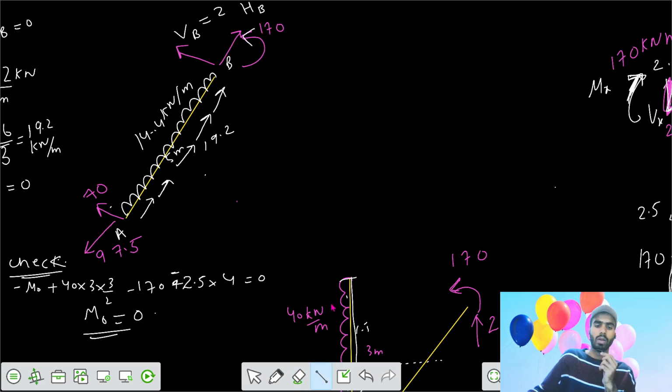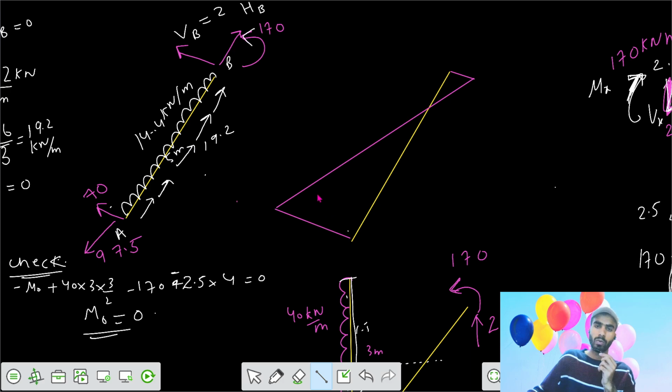So this is your member. We got the shear force value here, that equals to 70. So this is your 70 kilonewton. Then after that, the shear force at point B is upwards 2. That means the line should have gone down by an amount of 2, such that after that point there would be a reaction of 2 at point B.